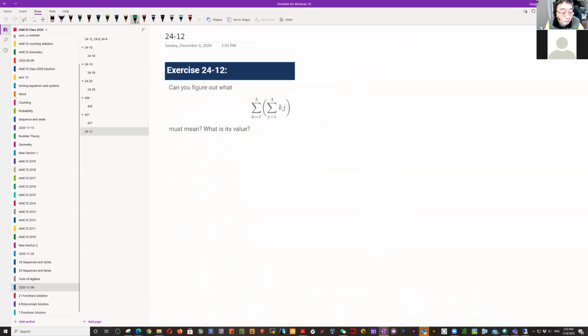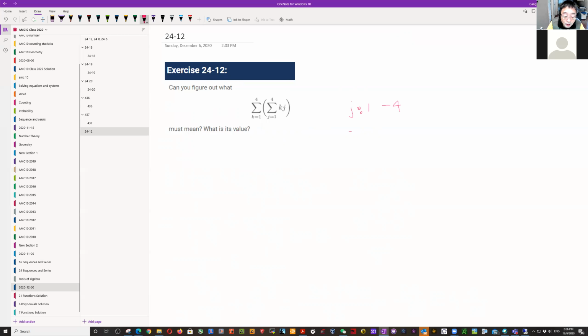So that's the answer. And there's an extra problem, and we're trying to understand what this means. Can you figure out what its value must be? Basically, it's a double sum, and J rotates from 1 to 4.